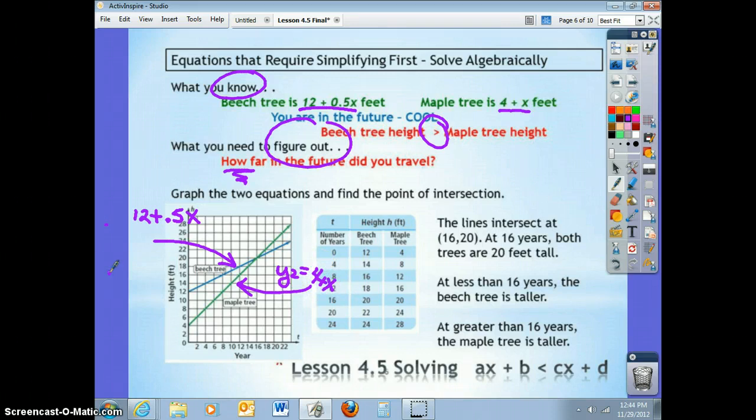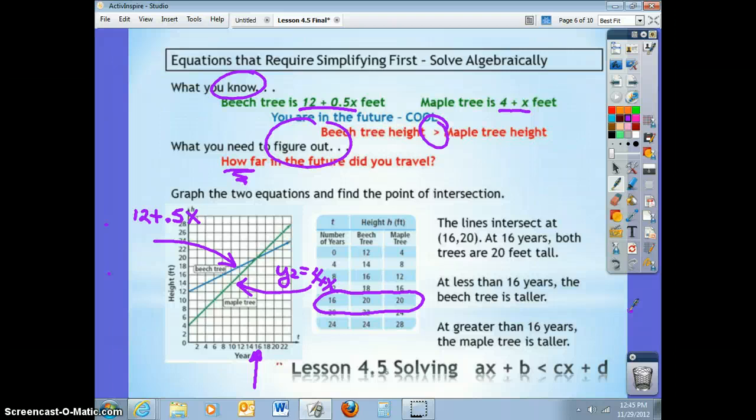And if I put those into my graphing calculator, I would see those two lines cross right there at 16. I know this is getting a little messy because I wrote on top of my table, but you can see that's right there. At 16 years, both of those trees are actually the same height. They're both 20 feet. So at the most, you traveled 16. Now, we said you actually traveled less than 16 because the maple tree was still less than the beech tree. But at 16 years, they're both 20 feet.